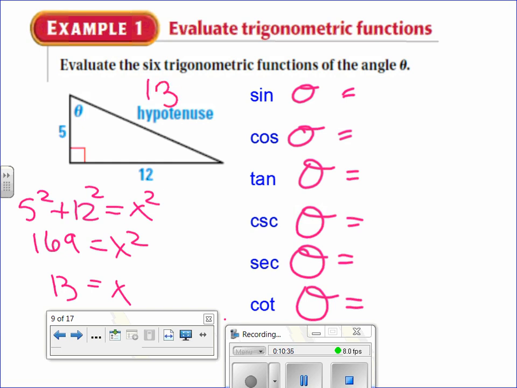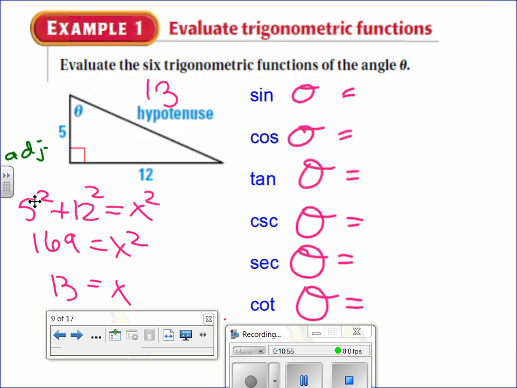We learned about all those last year. Like, you know, the 3, 4, 5 triangles, 5, 12, 13 triangles. All right, we're ready to rock. Our hypotenuse is labeled, but let's label our opposite and our adjacent. Is 5 going to be opposite or adjacent to theta? Good.